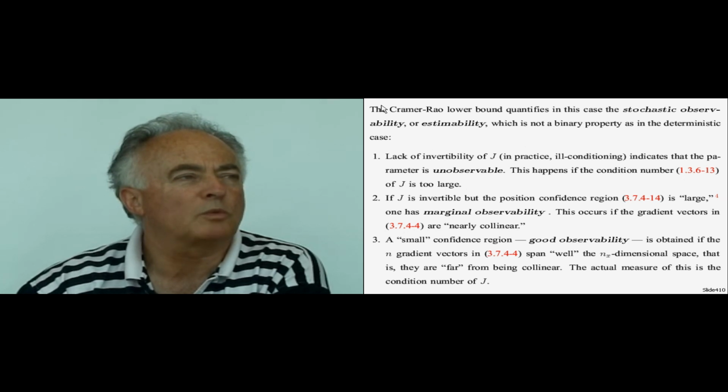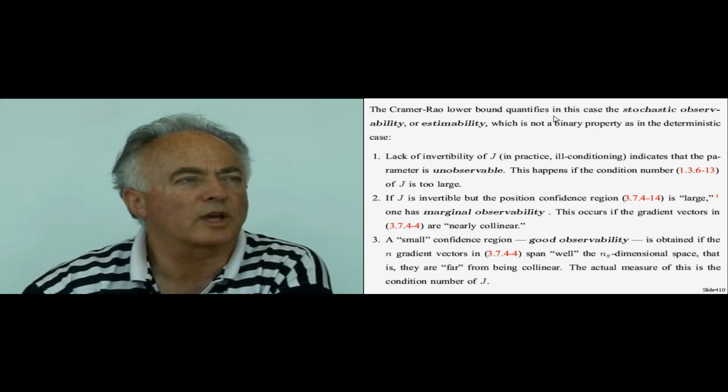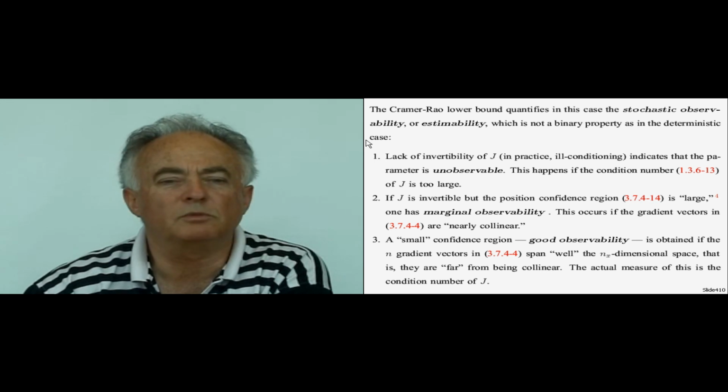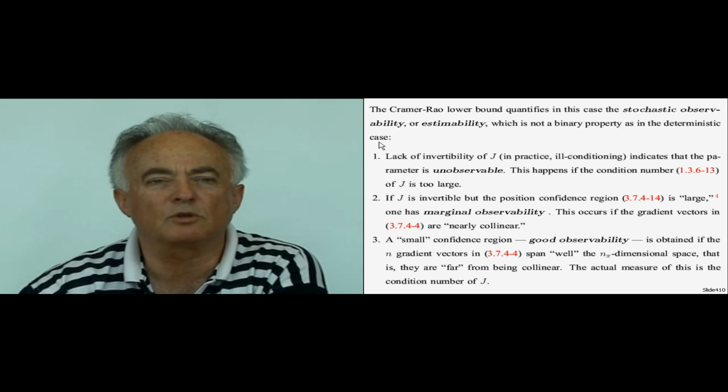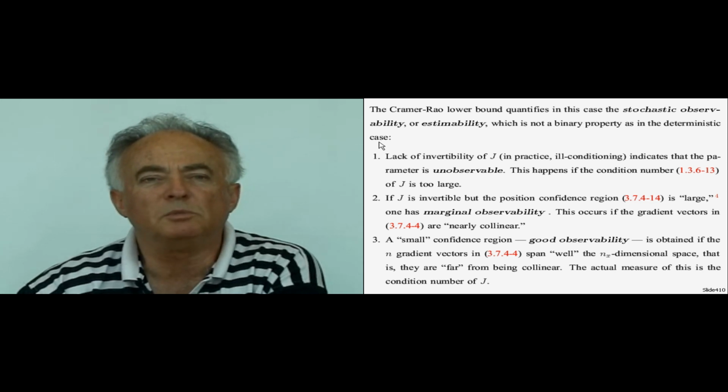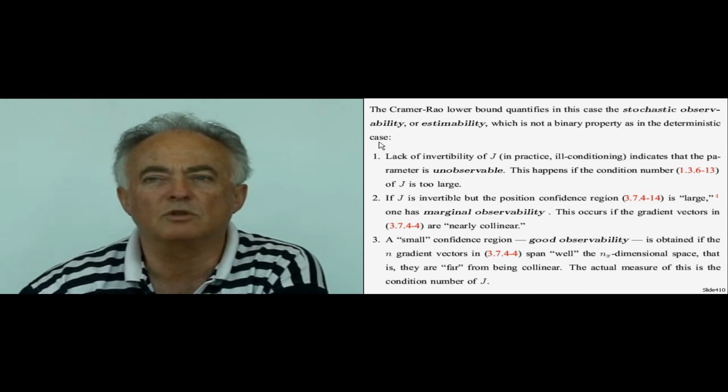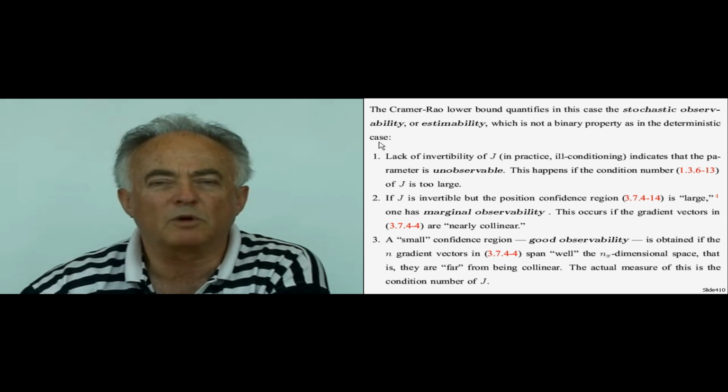So what we have now is that the Cramér-Rao lower bound quantifies the stochastic observability or estimability, which is not a binary property as in the deterministic case, where we had a linear system. We said this is completely observable or not completely observable because we take a deterministic matrix which is singular or non-singular. That's a black and white situation. Now we will face gray situations.